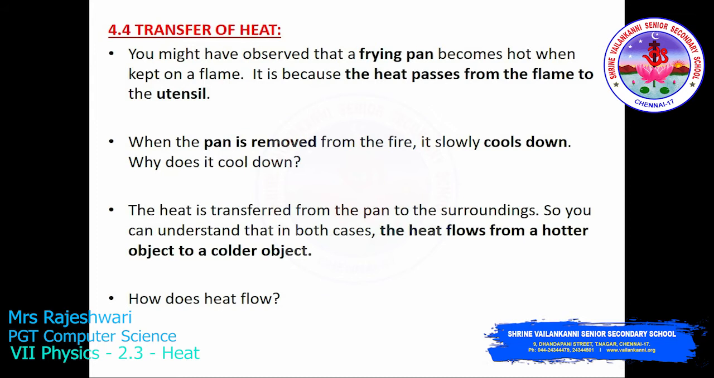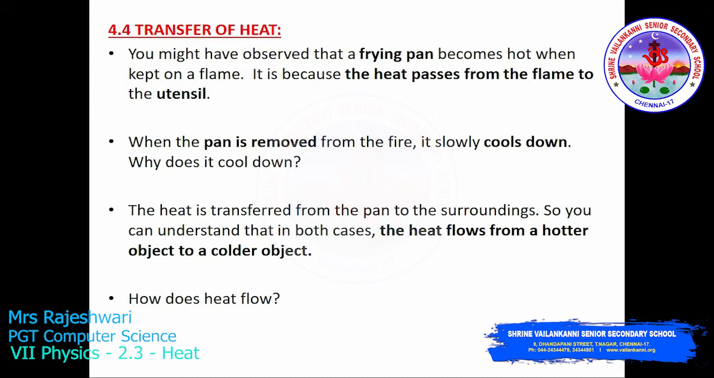It is because heat, as I have already told you, is the flow of energy. So what will happen when you keep it on a flame? The heat is transferred from the pan to the surroundings of the vessel, and based on this you can understand that heat obviously flows from the hotter object to a colder object. And how does this heat flow? To understand this with a simple activity, you can do it in your home itself.